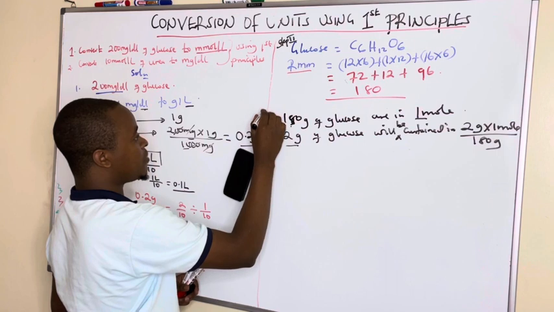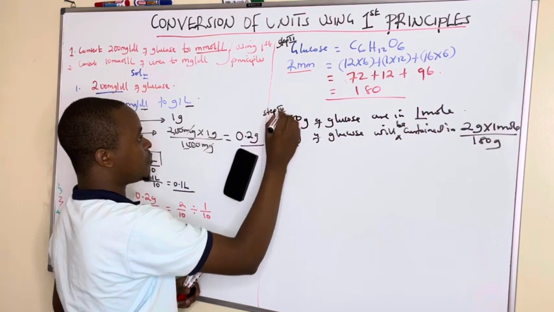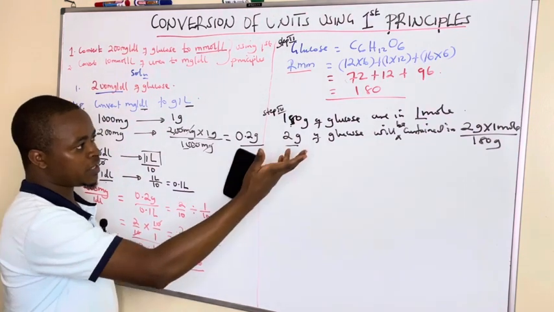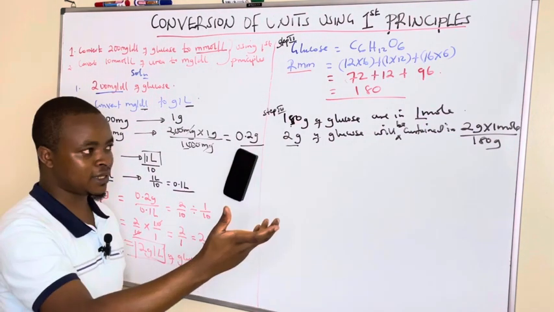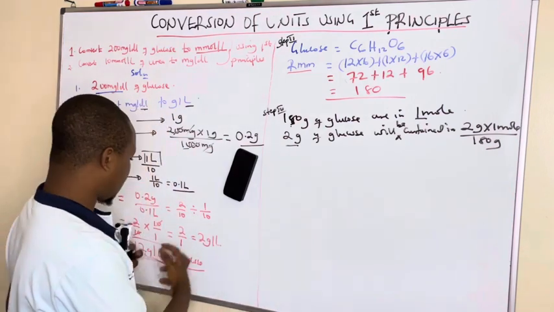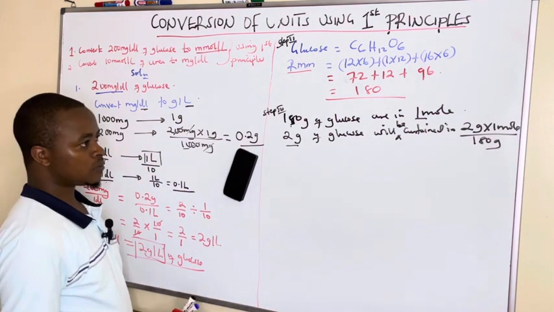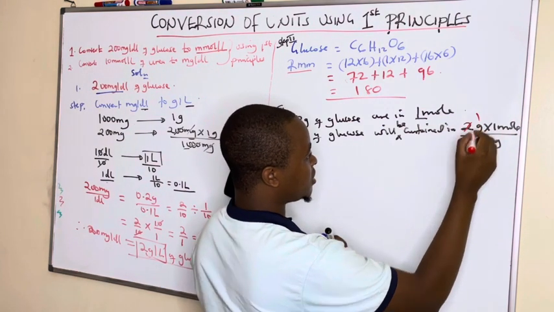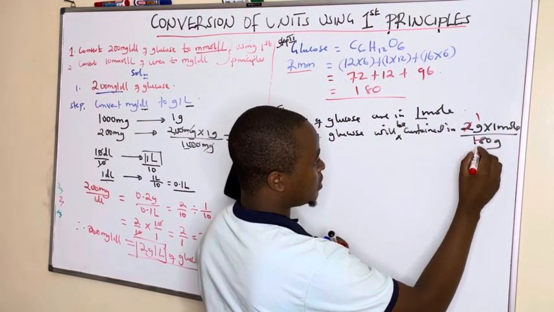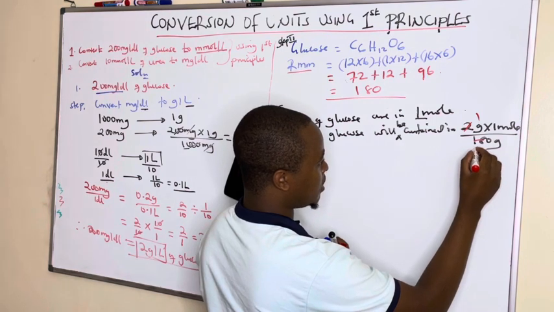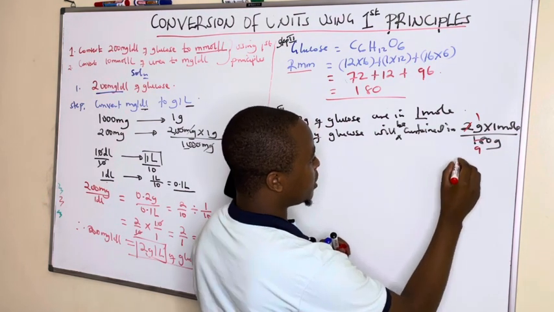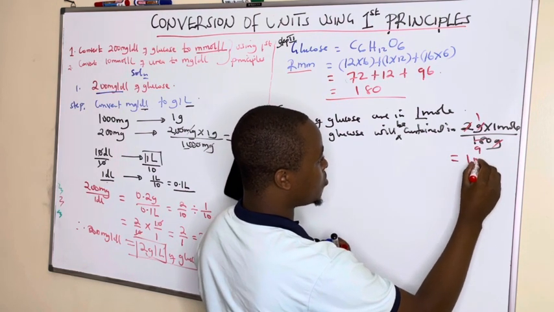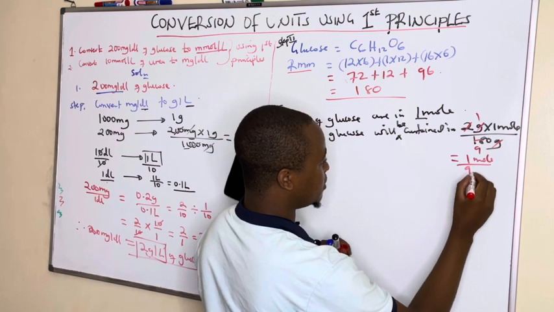Now we are on step 3. Step 3 is we are calculating the moles. If 180 grams of glucose, which is the relative molecular mass, is in 1 mole, what about the 2 grams? Then when we get 2 divided by 180, if this is 2 by 1, this is 6, this is 9, so we are getting 1, then the gram goes with the gram, we are getting 1 mole divided by 9.